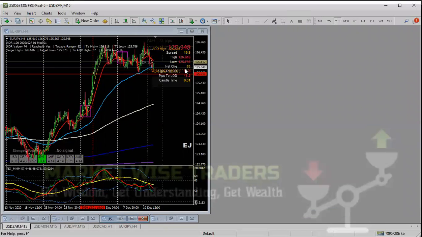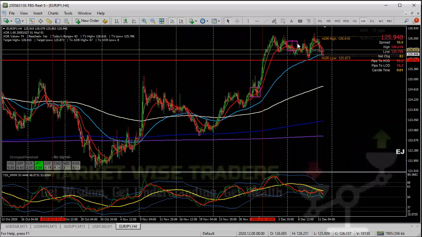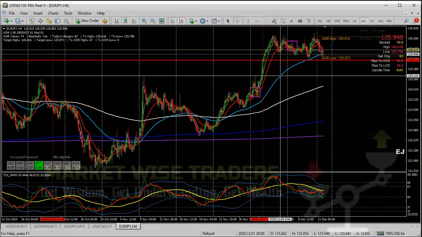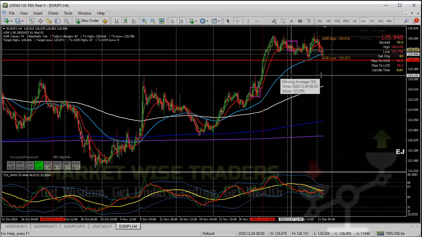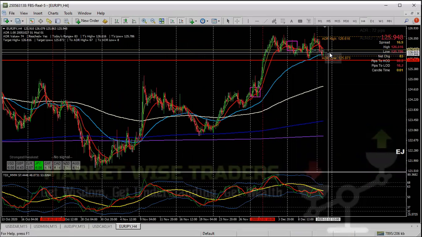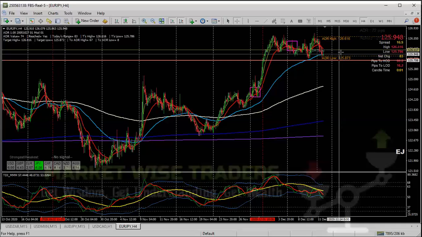So basically, what am I saying? I'm expecting on EJ, according to what I'm seeing currently, you can look for a sell. I would say if you're going to sell, you sell somewhere up to just the 125.12, a short sell.